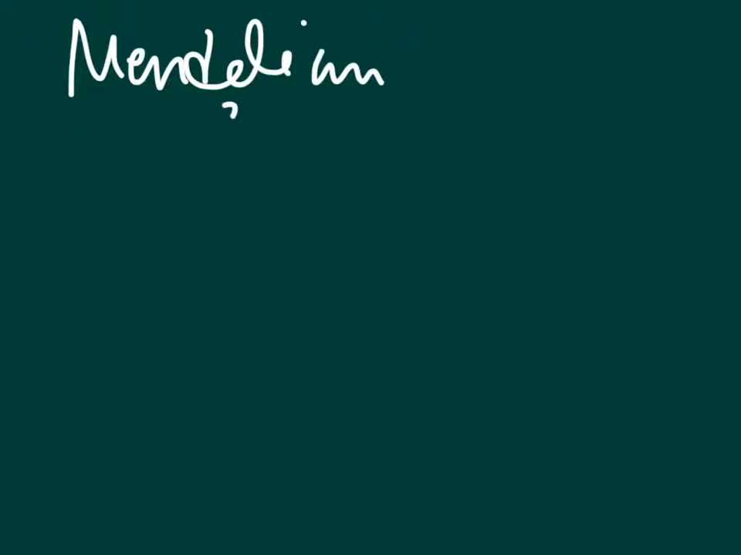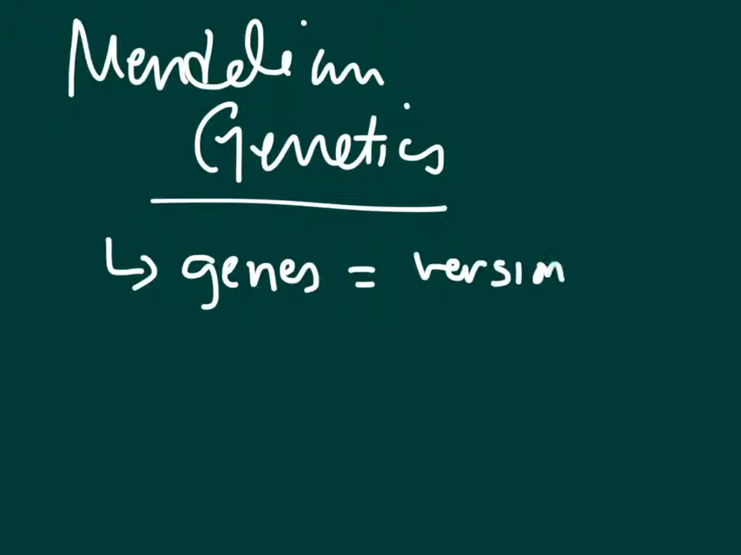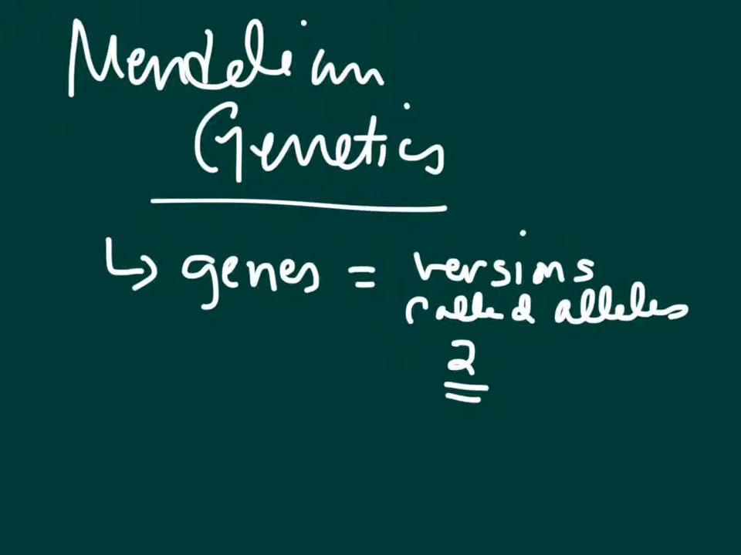Mendelian genetics was named for our dear friend Gregor Mendel. And he's the one who told us that genes have versions that we call alleles. And any gene only has two versions.